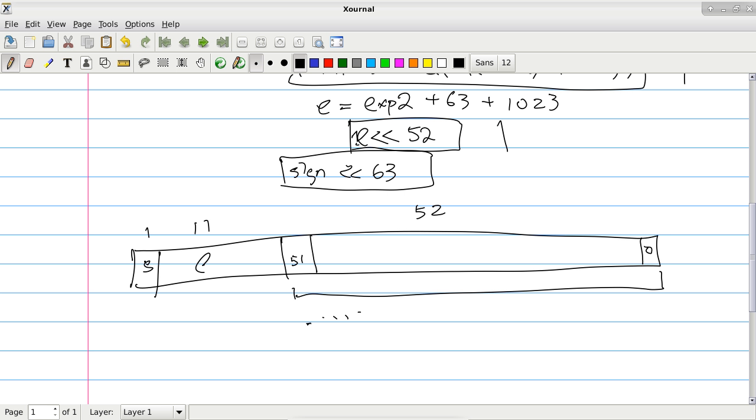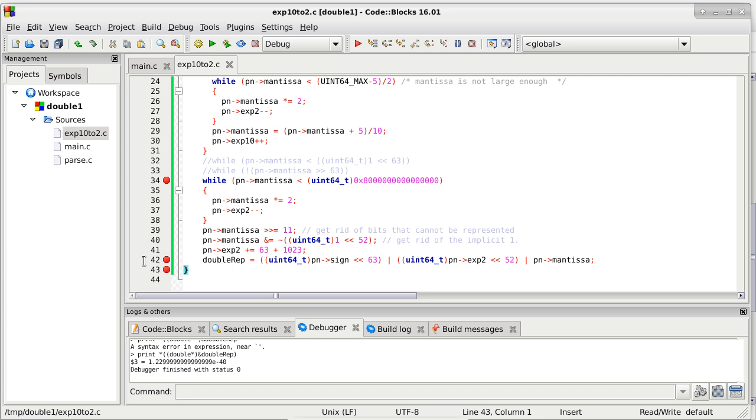So are we doing okay, or do we need more explanation with this? Yep, go ahead. When it gets to the point where you're combining it all into the double rep variable, how did you shift the E down enough points so it ends up in the right place? I shifted up. Oh, okay. Yeah, I shifted to the left by 52 positions, because those 52 bits are used by the mantissa as the fractional part of the mantissa.